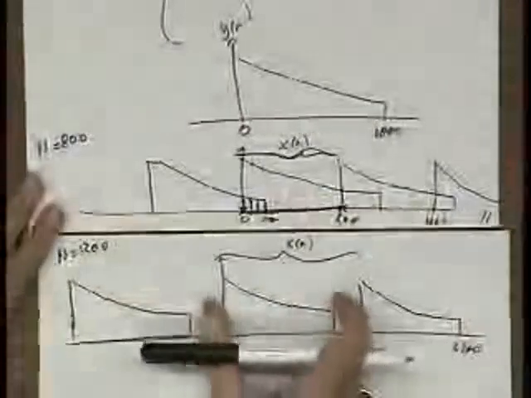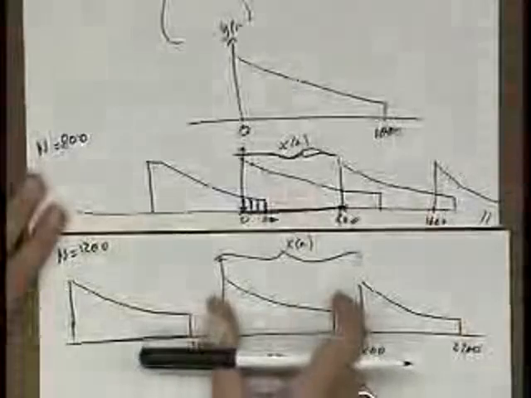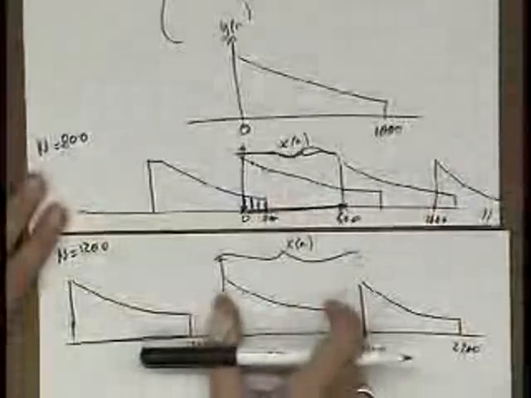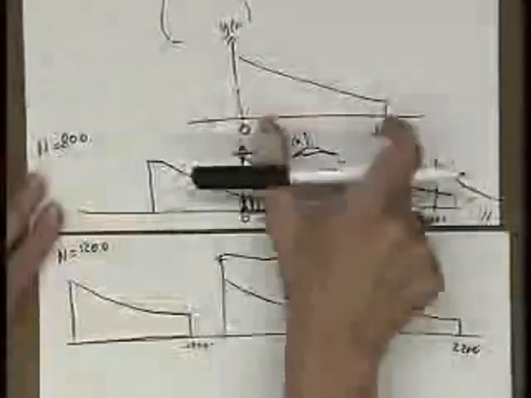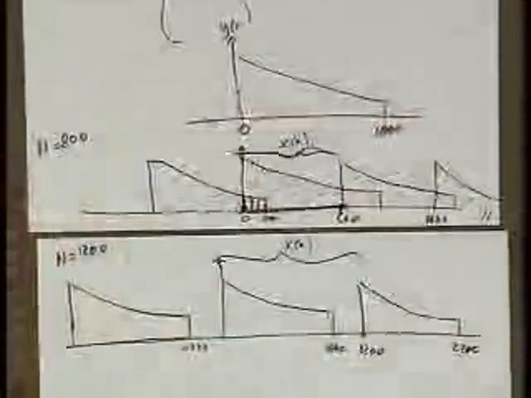In this case, we oversampled the DTFT of y of n. y of n was 1,000 points. We sampled it at 1,200. In this case, we undersampled. It was 1,000. We took 800.